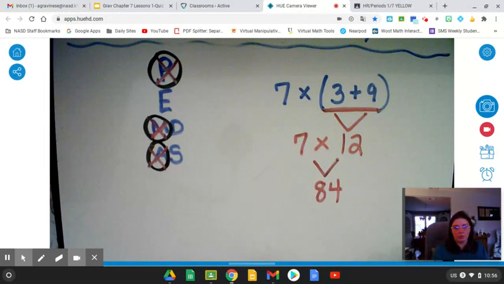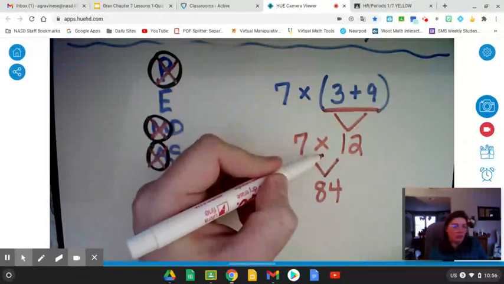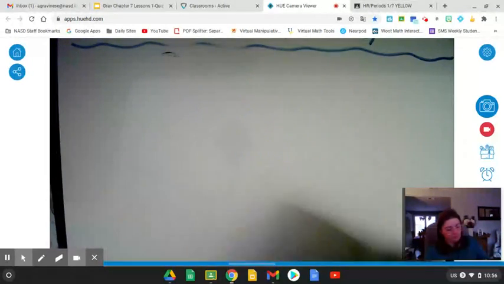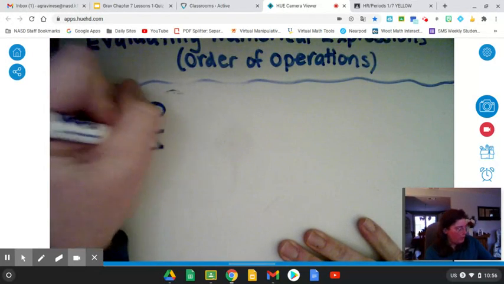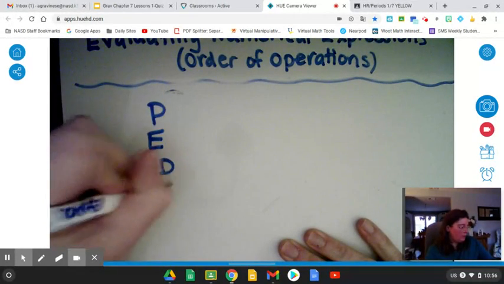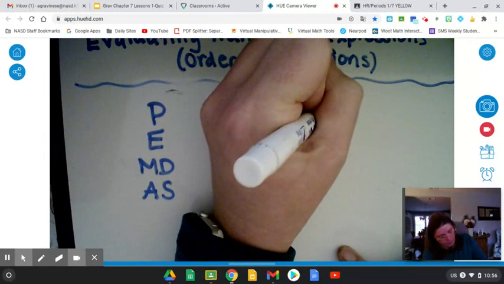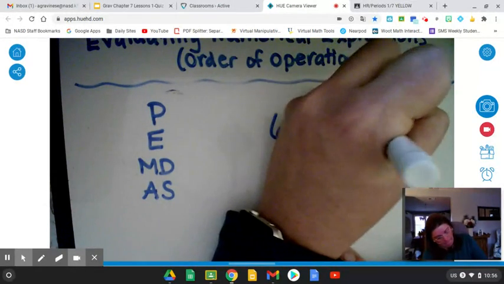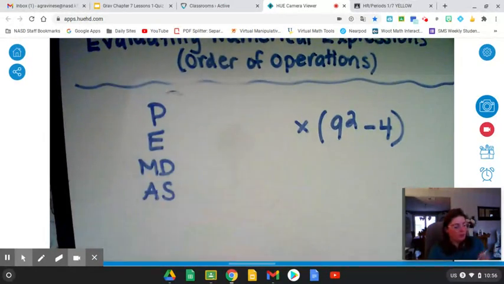So this was a 2-step problem. The first step was adding to get rid of the parentheses. The second step was multiplying. Let's look at another one. This will be the final problem for today, and then we'll get into some more complicated problems tomorrow. All right. I'm going to make the level of difficulty just a little lower.